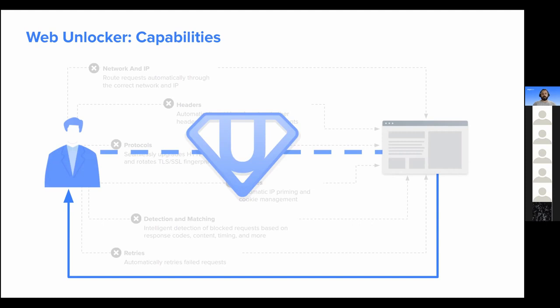In terms of performance, Web Unlocker is almost at a 100% success rate. It's literally at 99.99 something. And not only that, Web Unlocker is a learning system.